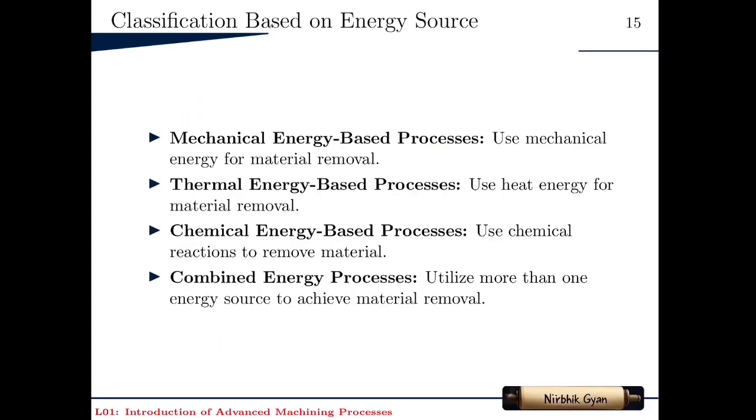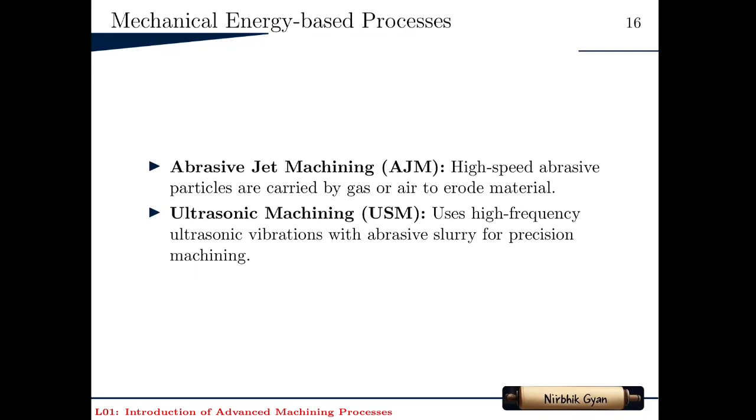Mechanical energy based processes use mechanical energy for material removal, while thermal energy based processes use heat energy for material removal. Chemical energy based processes use chemical reaction to remove material, while combined energy or hybrid advanced machining processes utilize more than one energy source to achieve the material removal.